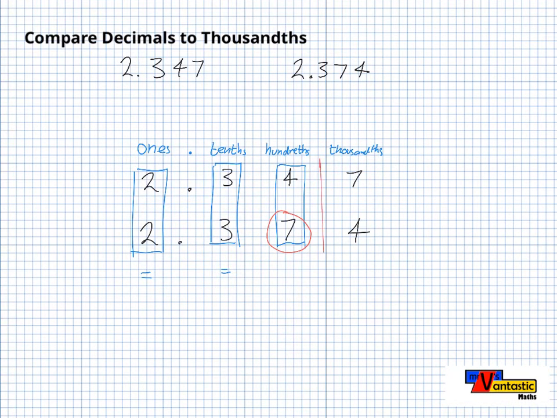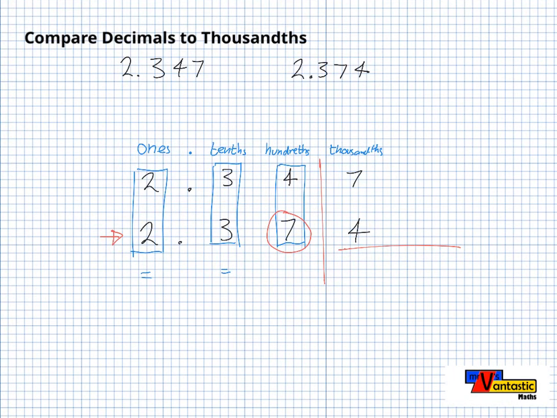And this is where we stop. We don't have to look further at any of the other decimal places. We stop at the first one. And we label the one that had the bigger value as the bigger number.